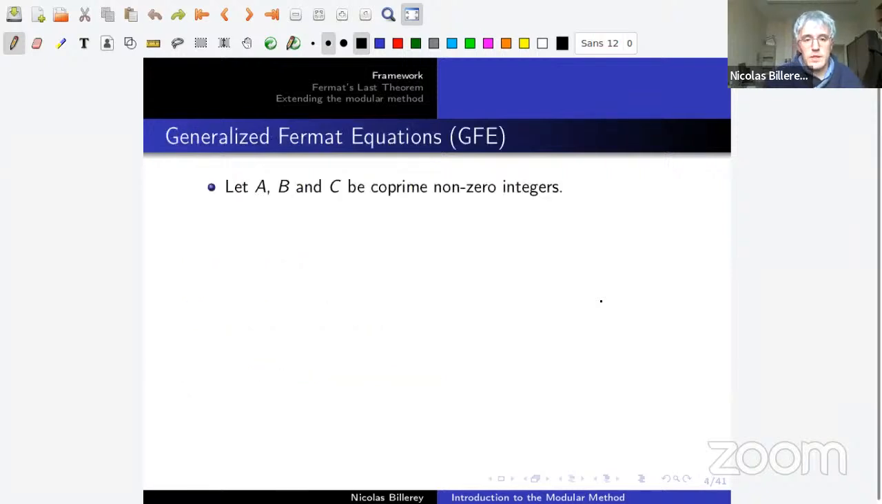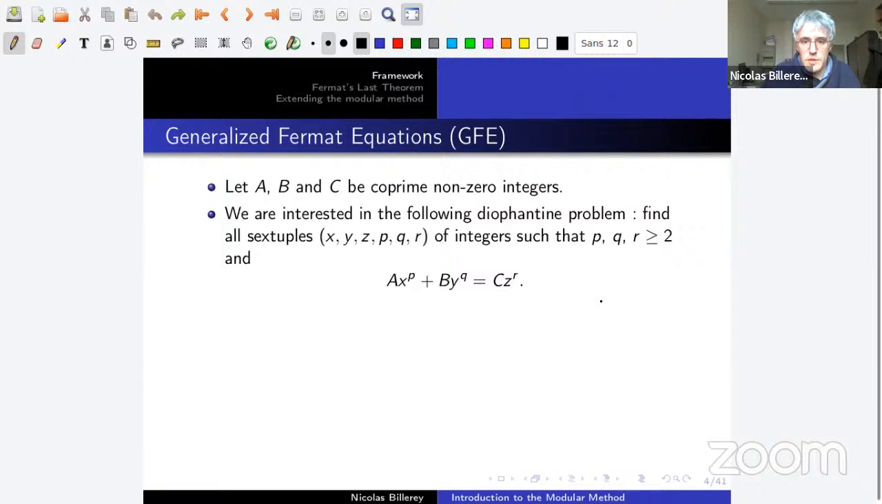So here's the setting. We fix three coprime non-zero integers capital A, B, and C. And we're going to be interested in the following Diophantine problem. We would like to find all the sextuples of integers X, Y, Z and P, Q, R with the property that P, Q, and R are all greater than or equal to 2, and X, Y, and Z satisfy the following equation: A times X to the P plus B times Y to the Q is equal to C times Z to the R.